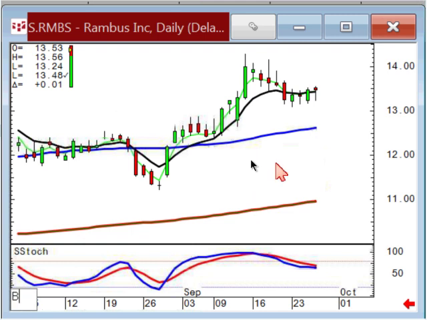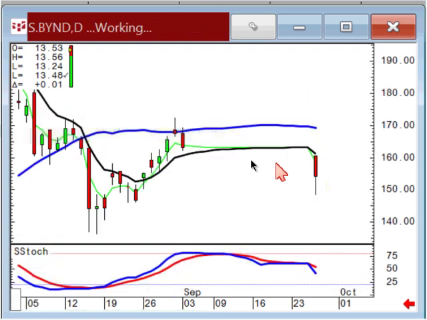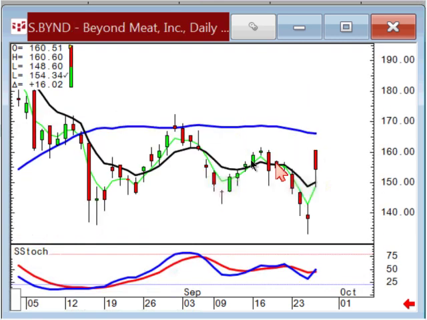Beyond Meat. Gapped up today, but it opened here and closed down here. Still probably wouldn't be one that I'd want to trade until you see the profit taking stop and then the buying starting again. So you're basically looking for an indecisive trading day and then the price to move up. That's your message.